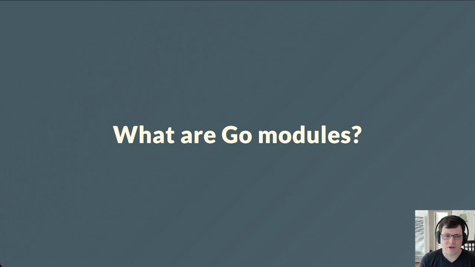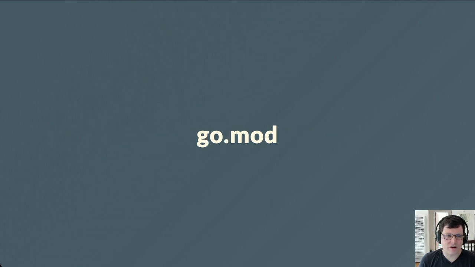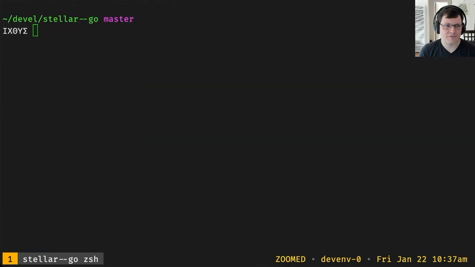A Go module defines its dependencies in one file, and that's the go.mod file. So if you work in a relatively modern Go code base, there's a good chance that there's a go.mod file at the top. That go.mod file contains a list of dependencies that the application has on other libraries. Let's have a look at a go.mod file.